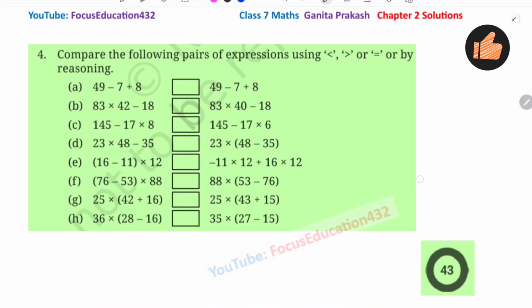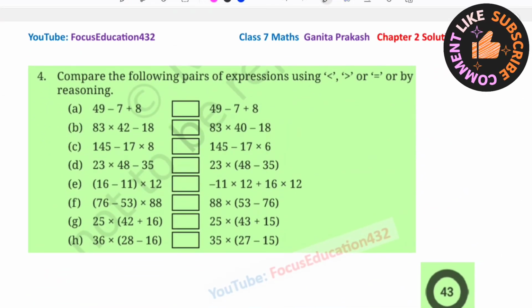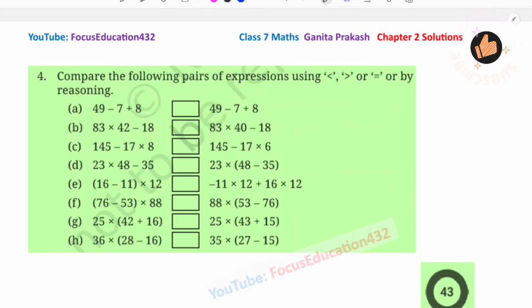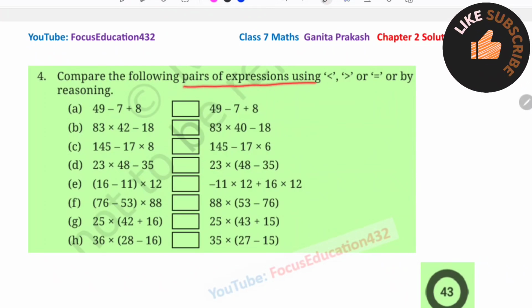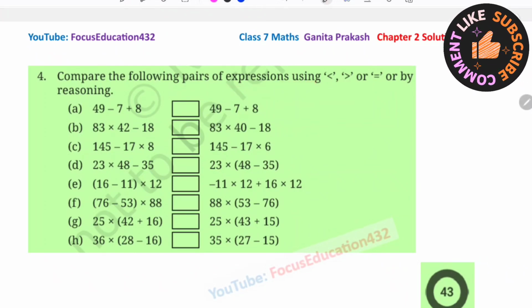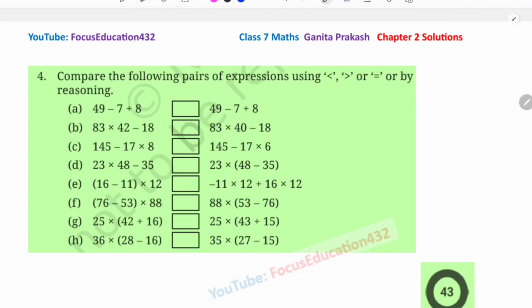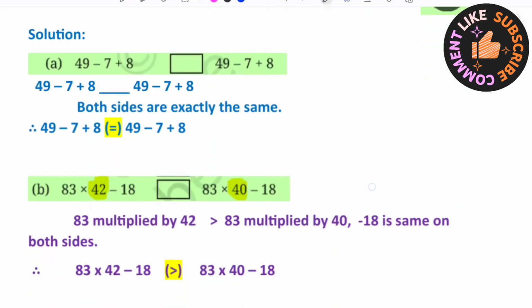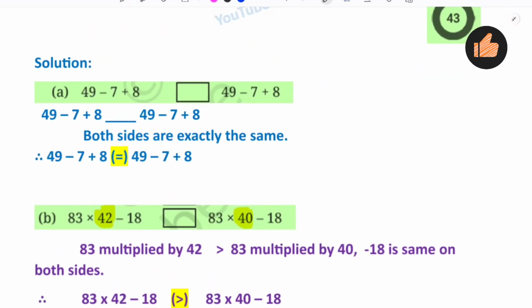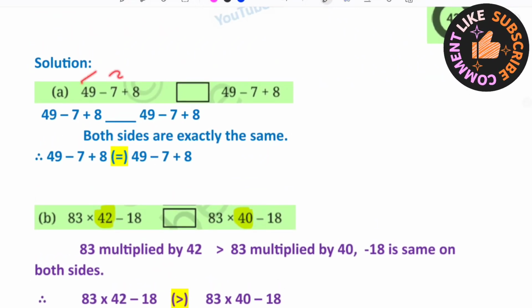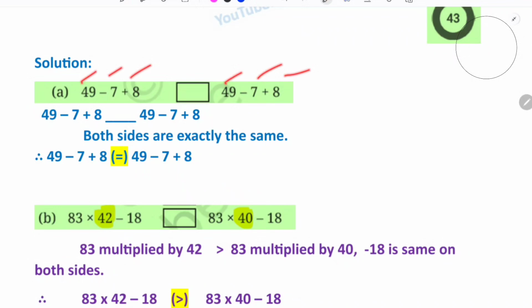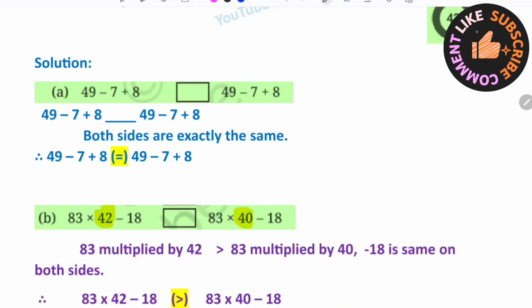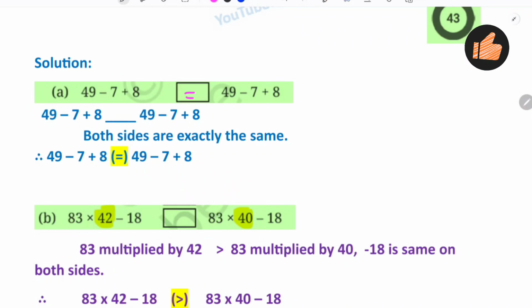Now next, compare the following pairs of expressions using less than, greater than, or equal to, or by reasoning. Clear? So very easily I have given the comparison here with the reason. So 49 minus 7 plus 8, 49. So both are the same. Left side and right side are both the same. So what will we get here? Equal to.